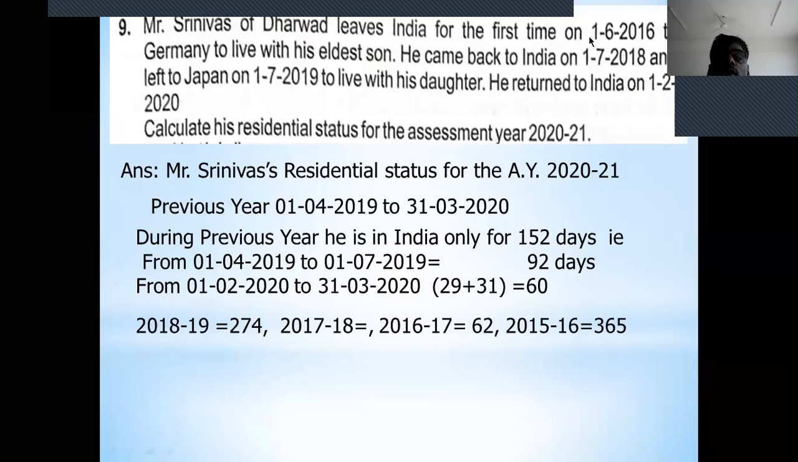In the year 16-17, April 30, May 31, June 1. On 1st June he went out. So 62 days. And 15-16, it is before 1/6/2016, he is in India for 365 days. If you take the total of these 4 years, this is more than 365 days. So he satisfied the second basic condition.